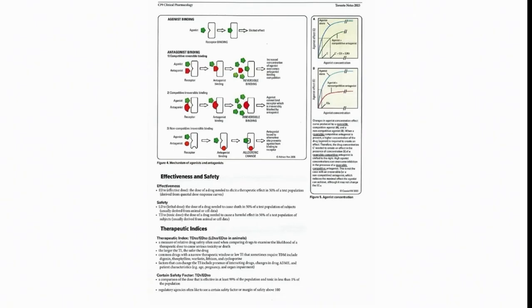Now let's move on to our final page, page 4. Mechanism of antagonists and agonists. Figure 4 illustrates the mechanisms of agonist and antagonist binding. Agonist binding: an agonist is a drug that binds to a receptor and activates it, producing a biological response. Think of the receptor as a lock and the agonist as the correct key.